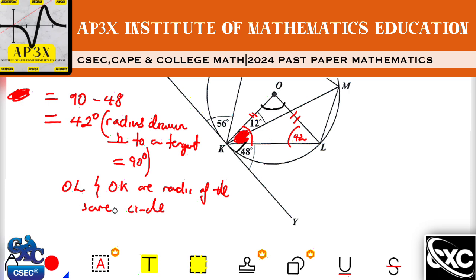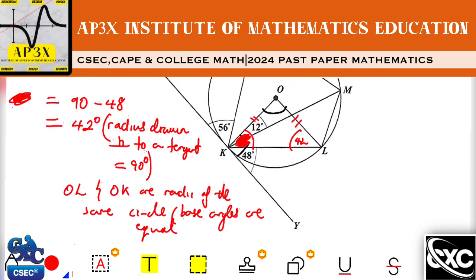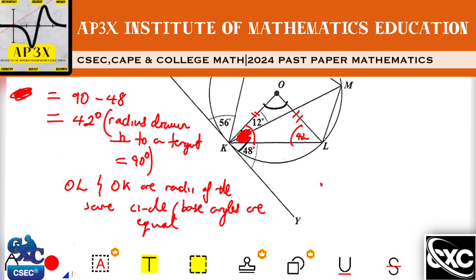Now if that's the case, then it means that base angles are equal. It makes it an isosceles triangle. So therefore angle KOL can easily be calculated by saying angle KOL is equal to 180 take away 42 times 2. So that's going to be equal to 180 minus 84. That's 42 here, so 42 times 2.